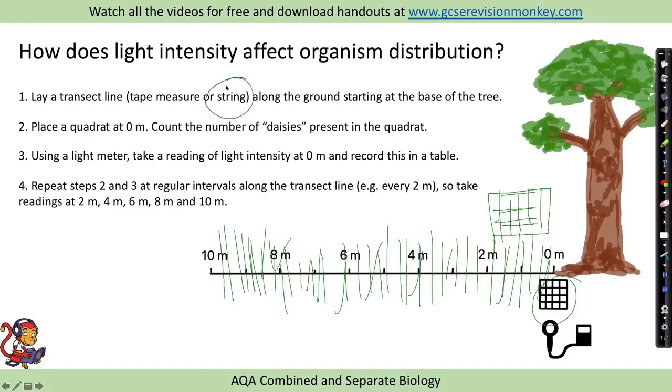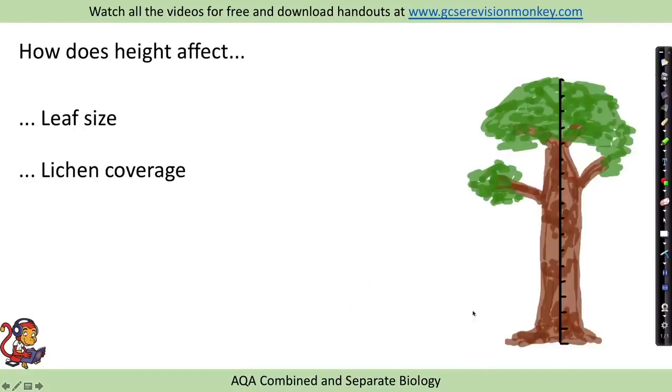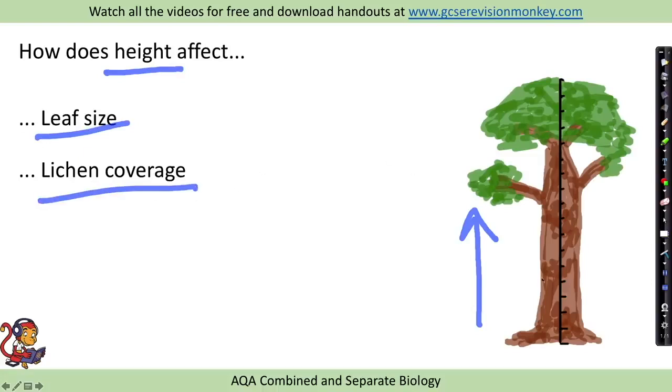So if you've used string and pulled that along the long grasses, you might be simply counting the different species that are touching the transect line. Another thing to look out for, don't be put off if they talk about wanting to measure something vertically. So for example, they could look at how height affects leaf size, or how height affects lichen coverage. In this case, think about doing the practical in exactly the same way.